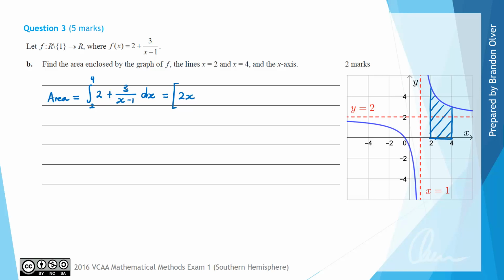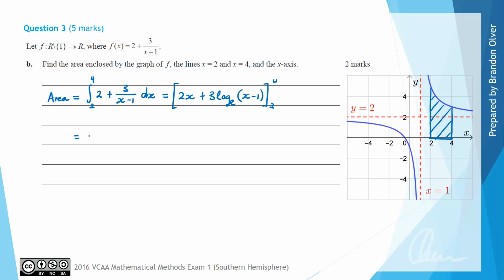And the antiderivative of 3 divided by x take 1 actually results in a log expression. So it's going to be plus 3 times log e of x subtract 1. And you can use your formula sheet to help remind you of what the antiderivative of a function like that is. Again, we're going to have the terminals 2 and 4, and now we're going to sub in the upper terminal and subtract away the lower terminal substituted in.